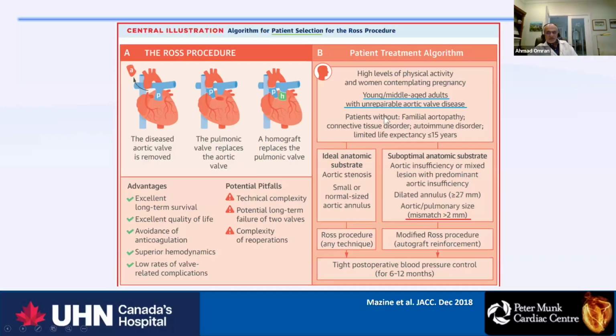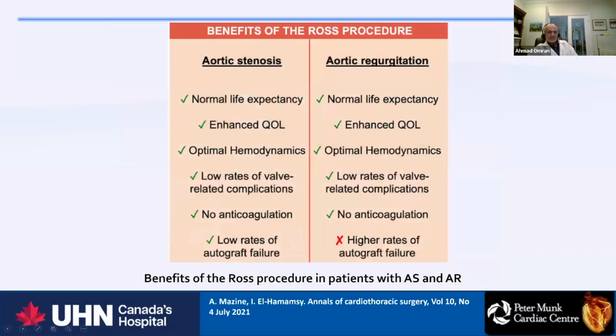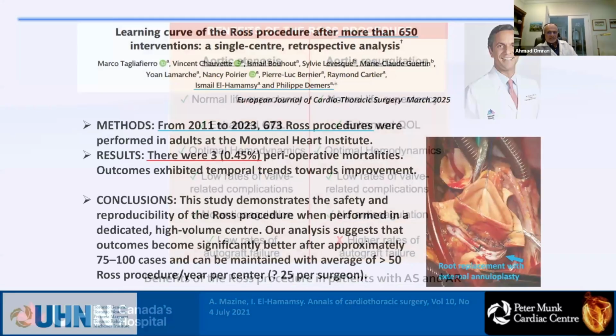This patient is very good, fit, and has a good LV function. So this is a benefit of the ROS in aortic stenosis. It's very good for aortic regurgitation. There is a chance of dilatation of the autograft, but if you put the Dacron outside, we prevent this dilatation.